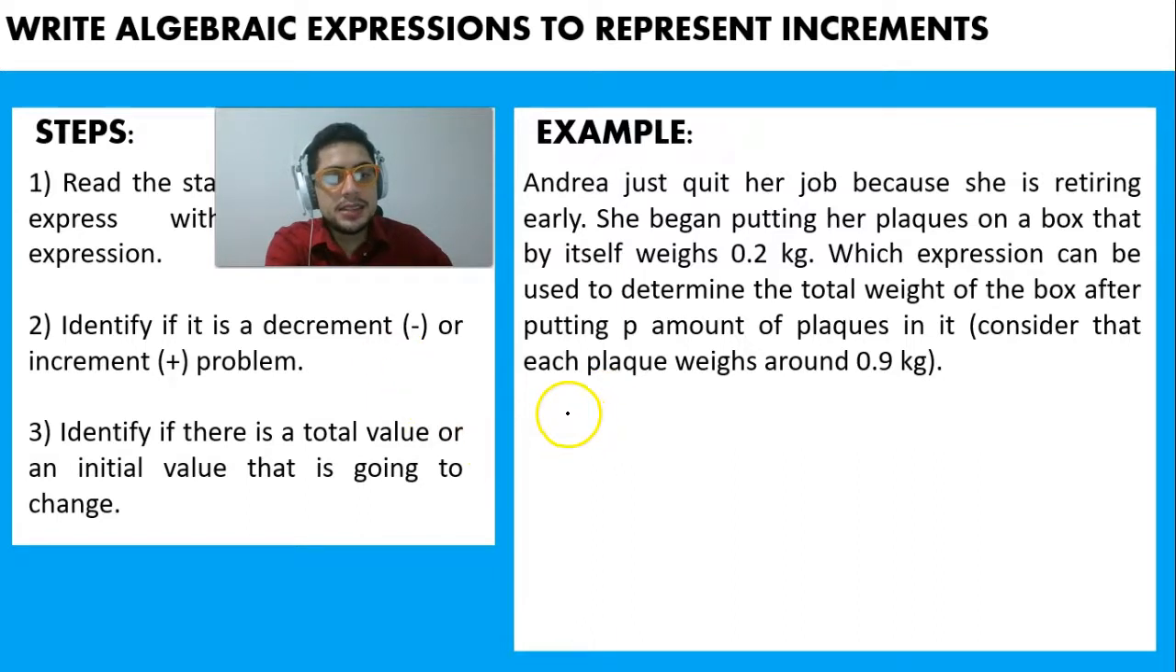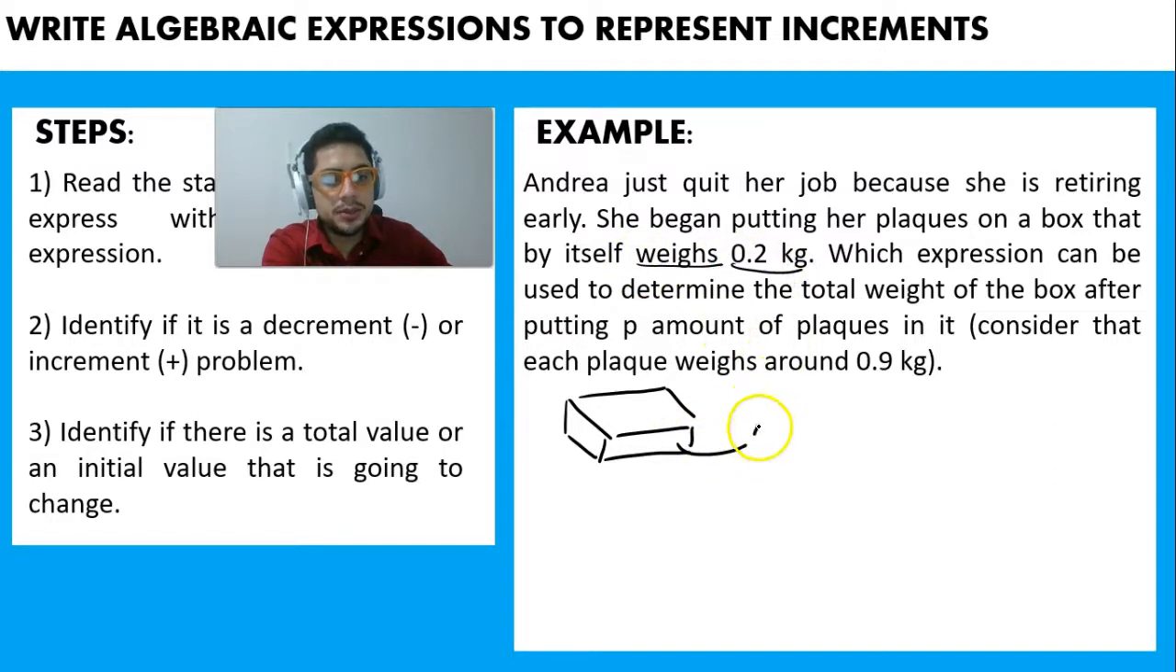Okay, so in this case, Andrea has a box, right? And the box itself weighs 0.2 kilograms, right? That is going to work as our initial amount. Now, each time she puts a plaque in it, she's going to add 0.9 kilograms, right? So after she puts 2, it's going to be 0.9 plus 0.9. And then when she puts the third one, it's going to be 0.9 plus 0.9 plus 0.9, and so on.